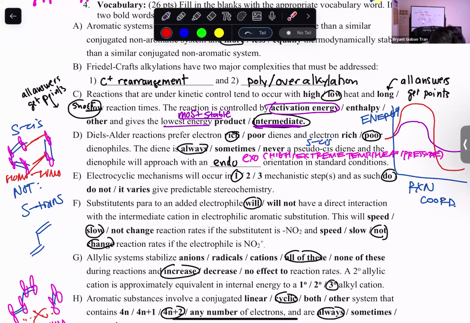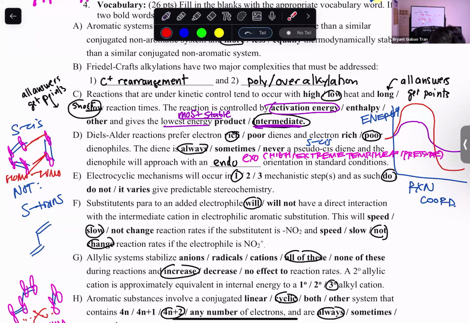Yeah, because this electrophile here is the one being attacked by this benzene ring. And what affects this benzene ring is what type of group is attached to it: an activator, an EDG, or a deactivator, an EWG. Right? Okay, that's good. So that's that part of the vocab section.